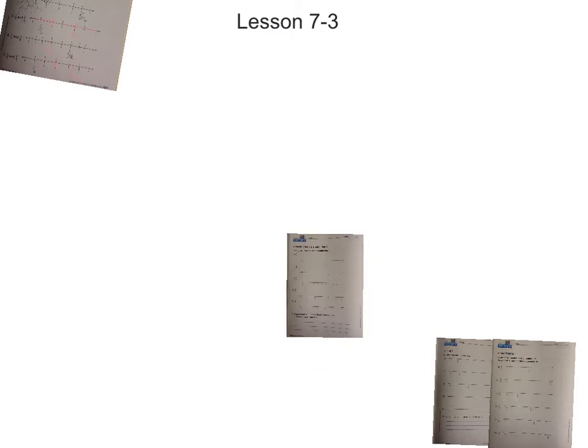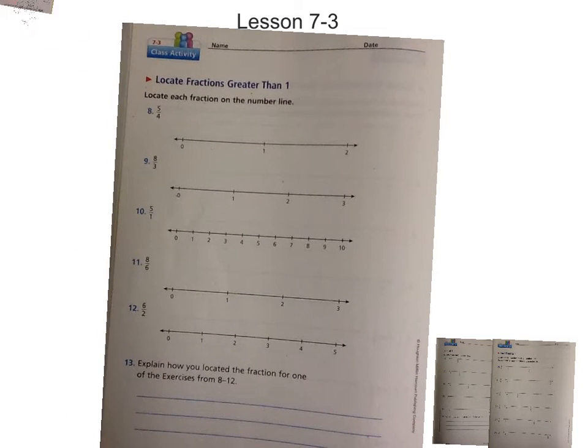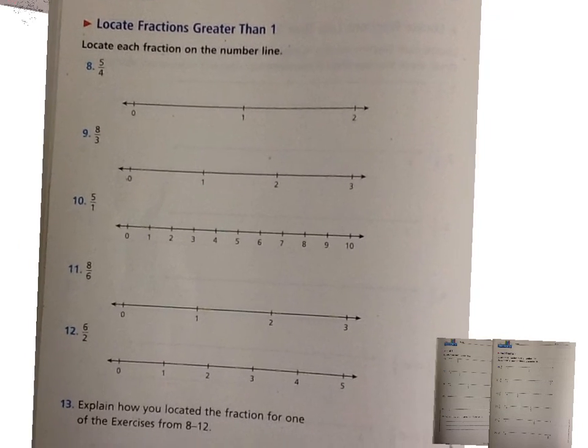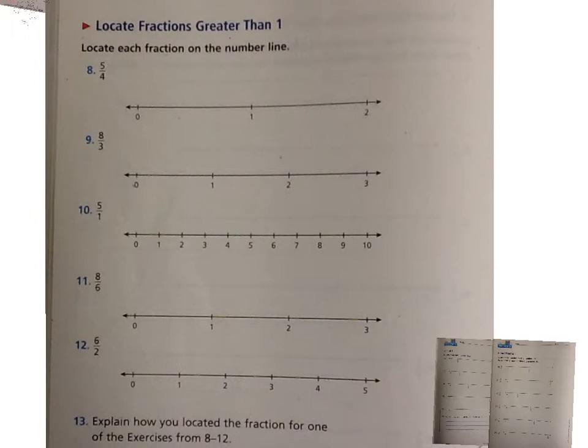All right, next page. This is where we start to look at greater than 1. Okay, this is where it's really important to find the 1. Find the whole. So it says locate each fraction on the number line. This is 5/4, so that tells you it's more than 1. So what you need to do is find the 1, break the 1 into the denominator, then continue through the next one.